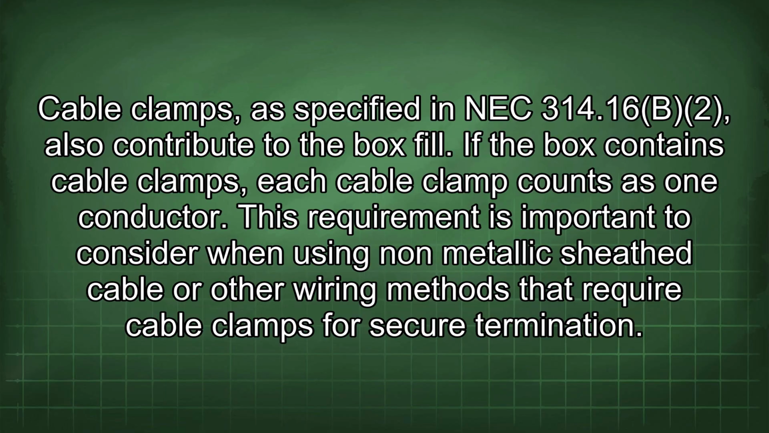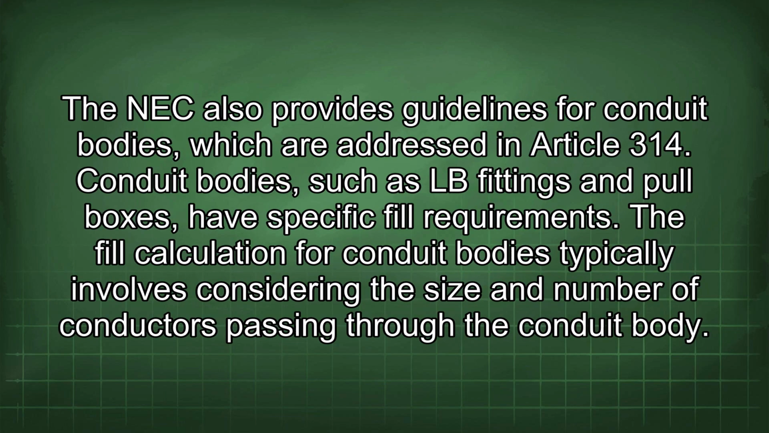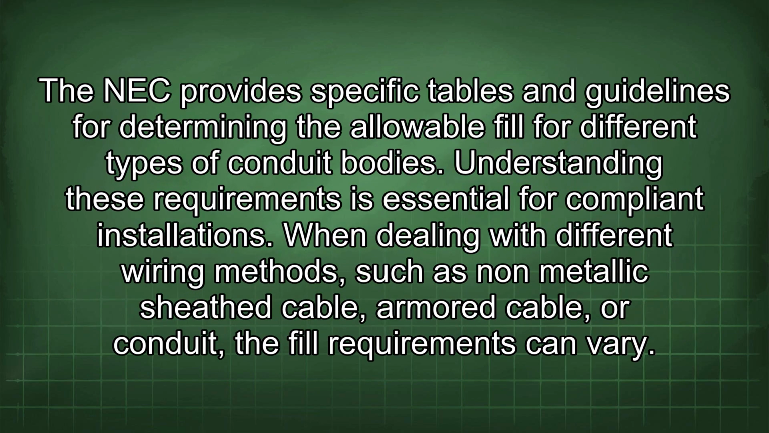This requirement is important to consider when using non-metallic sheath cable or other wiring methods that require cable clamps for secure termination. The NEC also provides guidelines for conduit bodies, which are addressed in Article 314. Conduit bodies, such as LB fittings and pull boxes, have specific fill requirements. The fill calculation for conduit bodies typically involves considering the size and number of conductors passing through the conduit body. The NEC provides specific tables and guidelines for determining the allowable fill for different types of conduit bodies. Understanding these requirements is essential for compliant installations.